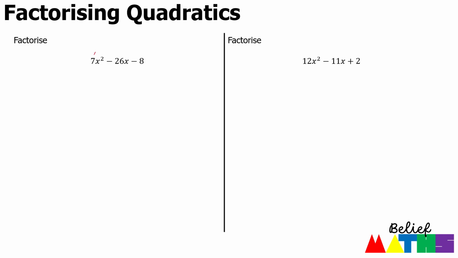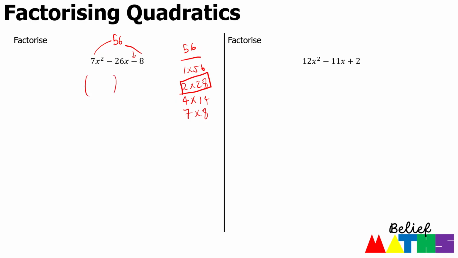So the first thing we're going to do is multiply a by c, so 8 times 7, which is 56. We're going to look at the factors of 56, so that's 1 times 56, 2 times 28, 3 doesn't work, you get 4 times 14, 5 doesn't give you an answer, 6 doesn't give you an answer, and then 7 times 8. And they're all the factor pairs of 56. Now because of this minus here, we want them to subtract to make 26, so that's going to be our 2 and 28.